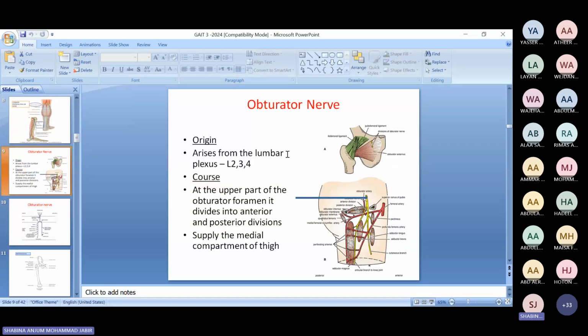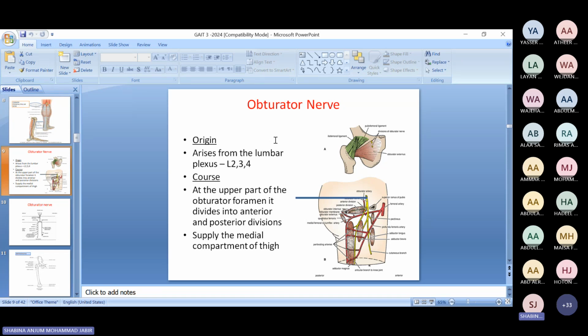So from the obturator foramen, you will see there is a membrane, and from this foramen, this nerve will pass, which is called the obturator nerve. Finally, it will divide into anterior and posterior divisions, which will supply the muscles of the medial compartment of the thigh. In short, these are the nerves which supply the muscles of the thigh and leg region.